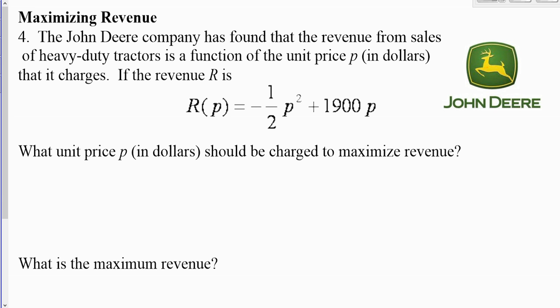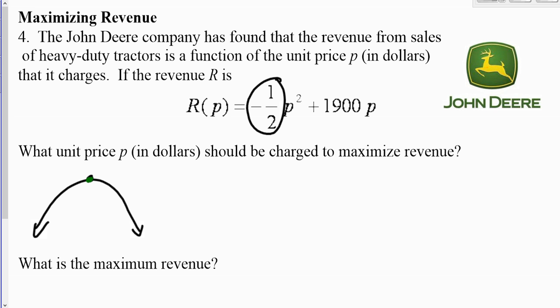So John Deere Company has found that the revenue from sales of heavy-duty tractors is a function of the unit price P that it charges. If the revenue R is given by this equation, -1/2 P squared plus 1900 P, what unit price P in dollars should be charged to maximize revenue? So in this equation, I see that it's a negative a value, so it's going to have a maximum at some point. So I want to find that maximum. I want to find my vertex. Okay, to maximize my revenue, I can find my vertex.